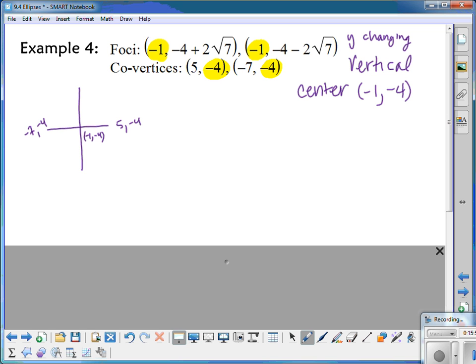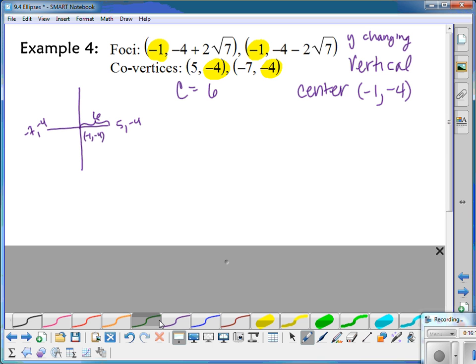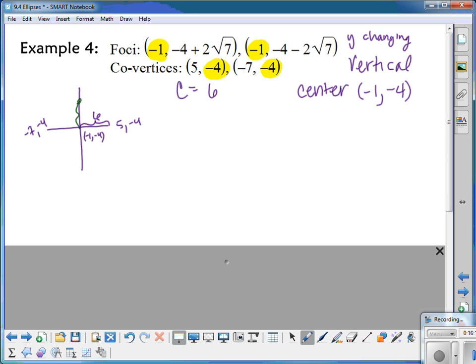Okay, so my center is at -1, -4, and my co-vertices are at -7, -4, and 5, -4. So my distance to the co-vertices, C, is I'm going from -1 up to 5. How far did I travel? I traveled 6. So C is equal to 6. And then to my foci, I am adding 2√7, or subtracting 2√7. So my distance to my focus is 2√7.